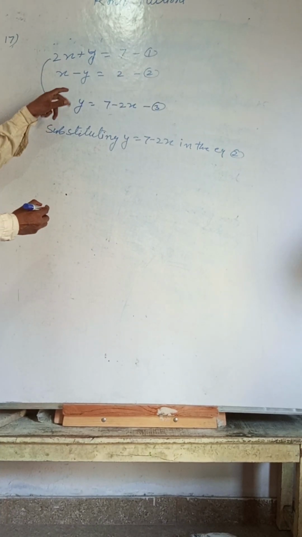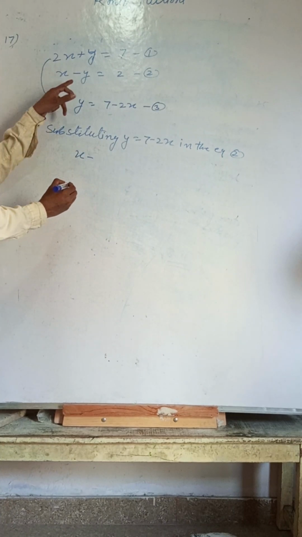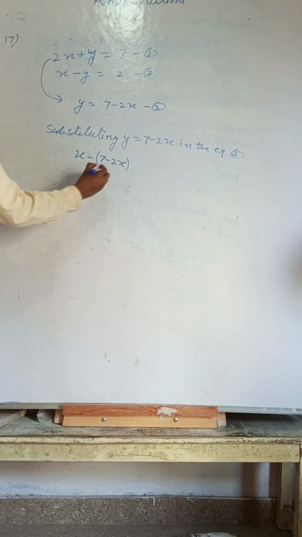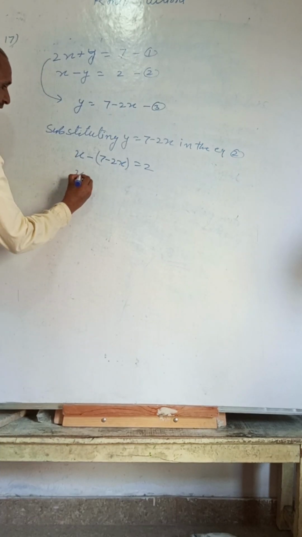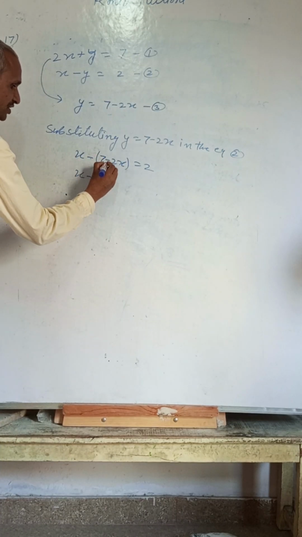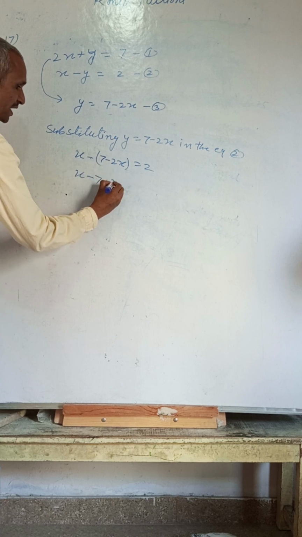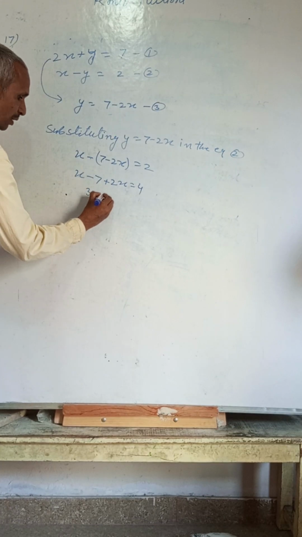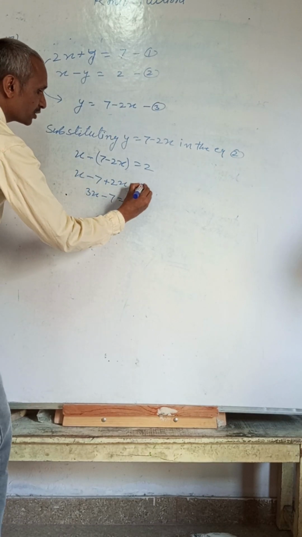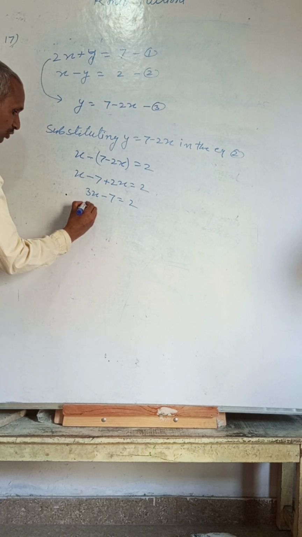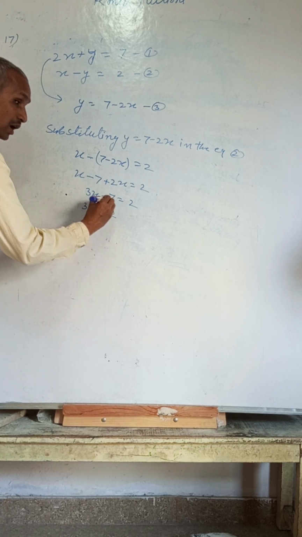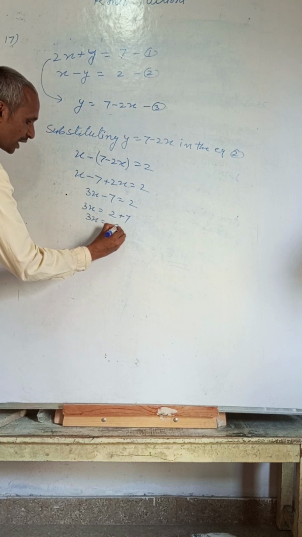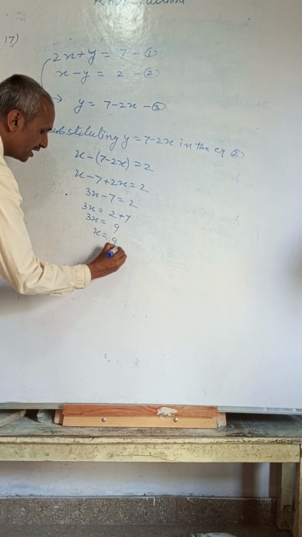So what is written here: x minus y, and in place of y I can write 7 minus 2x. So x minus (7 minus 2x) is equal to 2. I can write it like this: x minus 7 plus 2x is equal to 2. Then x plus 2x is 3x, minus 7 is equal to 2. Transposing minus 7 to that side, it becomes plus 7. So 3x is equal to 9, then x is equal to 9 by 3, which is 3.